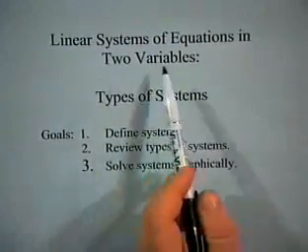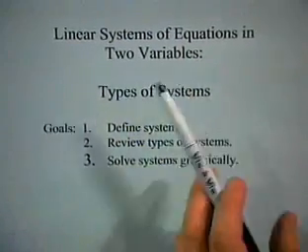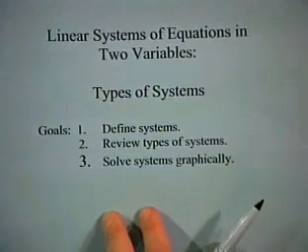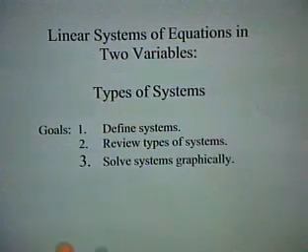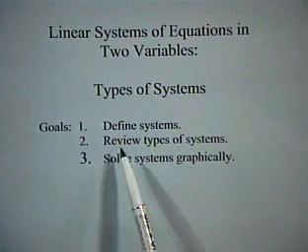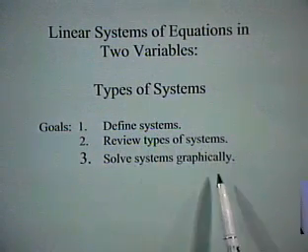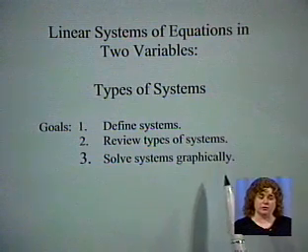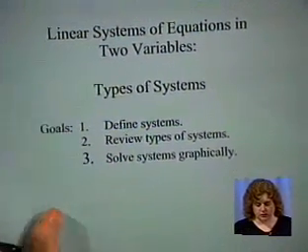Okay, we're going to start looking at something called a system of equations in two variables, linear systems of equations in two variables. And what we need to figure out is what this means. We're going to look at types of systems and start with defining systems, what types there are, and seeing very quickly how they're solved graphically. So let's jump right in and look at some linear systems.